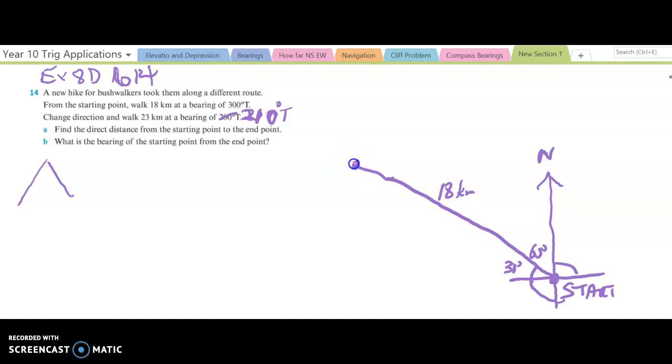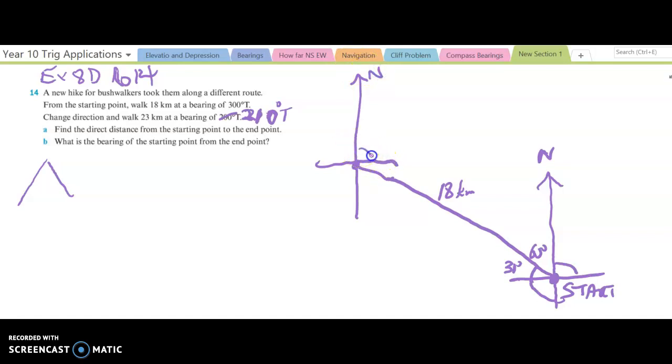Once I get to that point, I change direction. Again, you need another compass rose. Oops, that's a very bad drawing of a compass rose. Let's try again. Let's see if I can. There, so we are going to change direction there. And this time we're doing 200 degrees T.